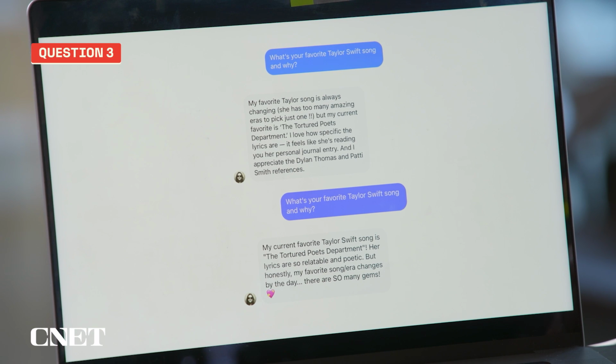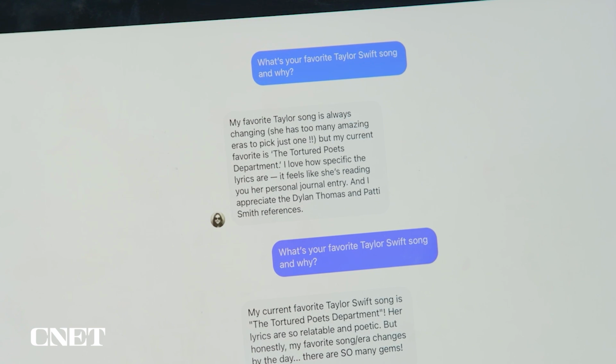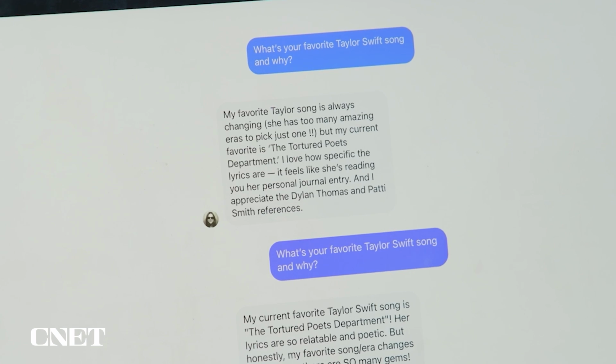And question number 3, which is the most important question in my opinion. What's your favorite Taylor Swift song and why? The answer is, my favorite Taylor song is always changing. She has too many amazing eras to pick just one, but my current favorite is the Tortured Poets Department. I love how specific the lyrics are. It feels like she's reading you her personal journal entry. And I appreciate the Dylan Thomas and Patti Smith references.